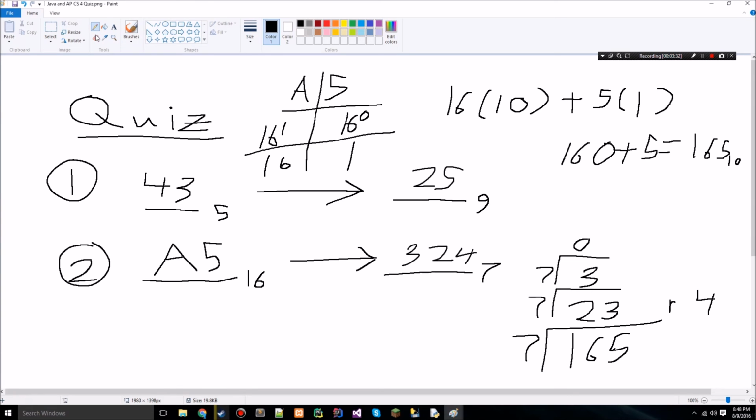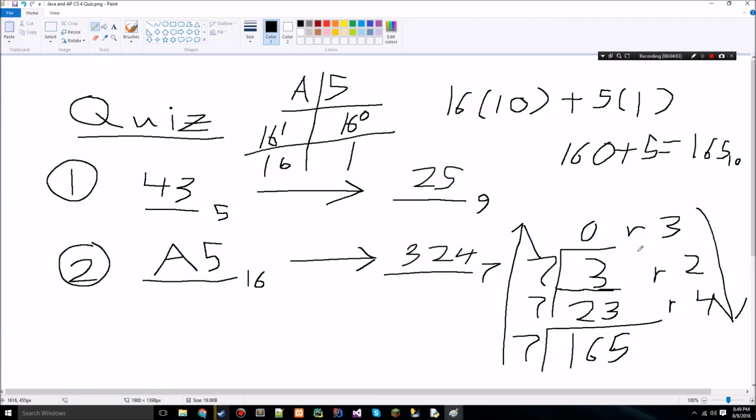Oh, whoops, I wasn't doing remainders there. Doing integer division there. So 23 divided by 7, that gives us 3, remainder 2. And then divide by 7 one last time, and we get 0, remainder 3. So make sure that looks right. Yep. Okay, so we went up the mountain, and now we go down, so the answer is 324 base 7 when we look at the remainders.